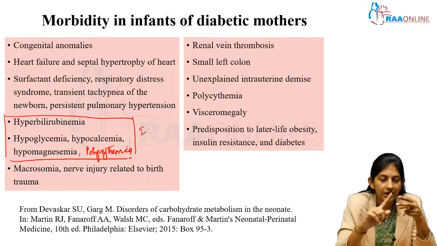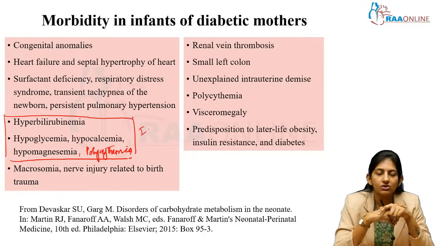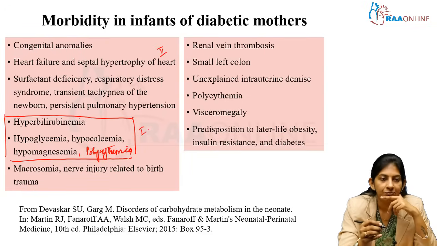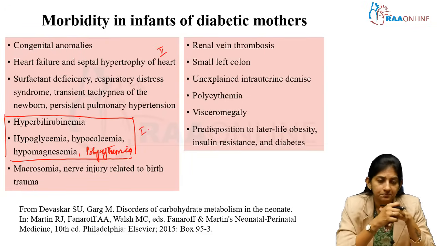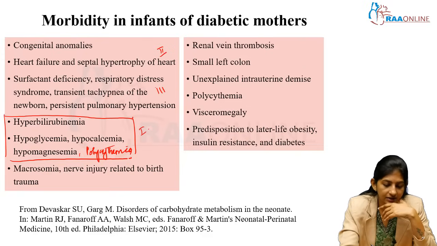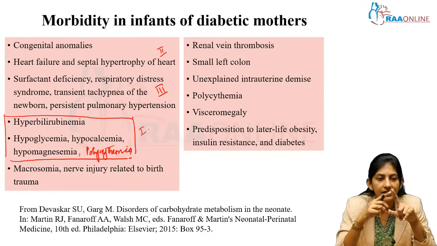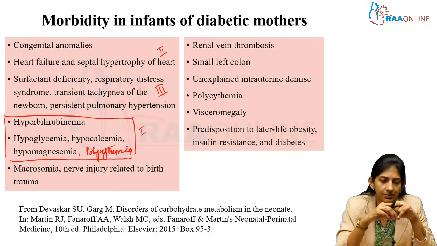Neonatal jaundice, hypoglycemia, hypocalcemia, hypomagnesemia, and polycythemia. So these are all metabolic complications. Next, coming to the cardiovascular system. So there is risk of heart failure, asymmetrical septal hypertrophy, which we have seen, and I will show you some of the congenital heart diseases which are common in IDM a little later. And this is about the respiratory system complications: surfactant deficiency causing RDS, and transient tachypnea of the newborn, TTN. These are the most common things. Persistent pulmonary hypertension in a minor percentage.